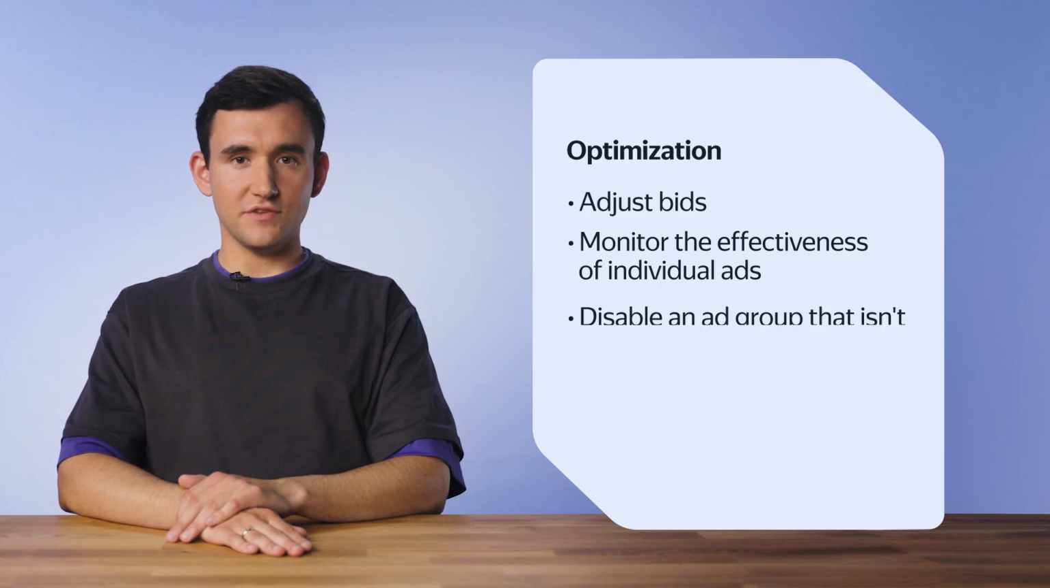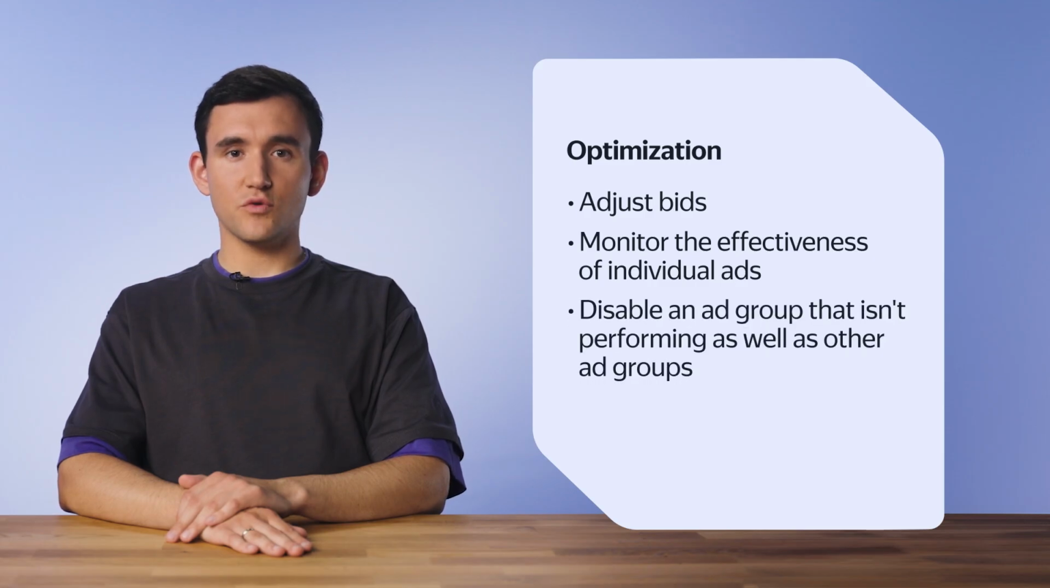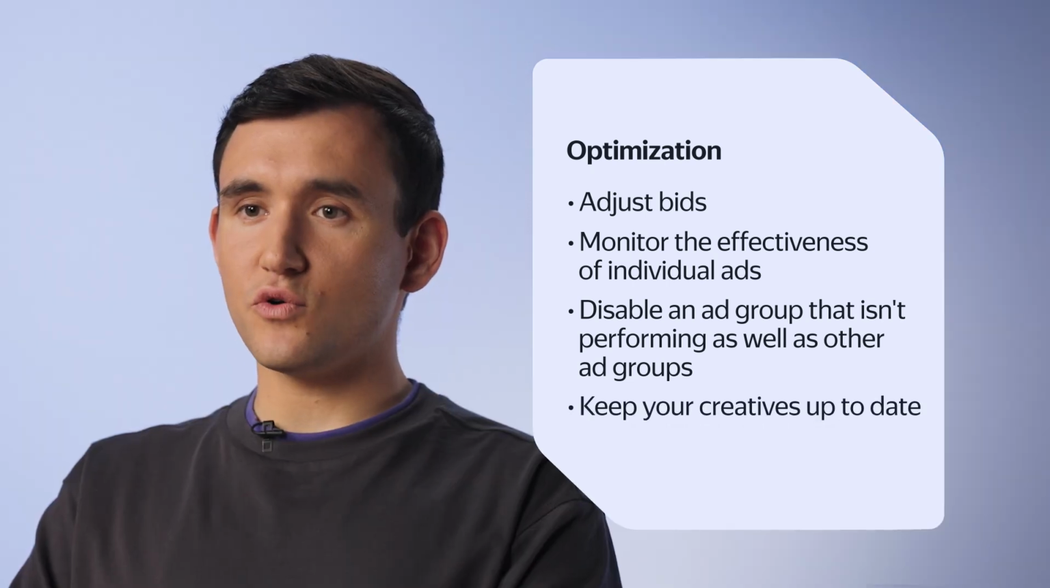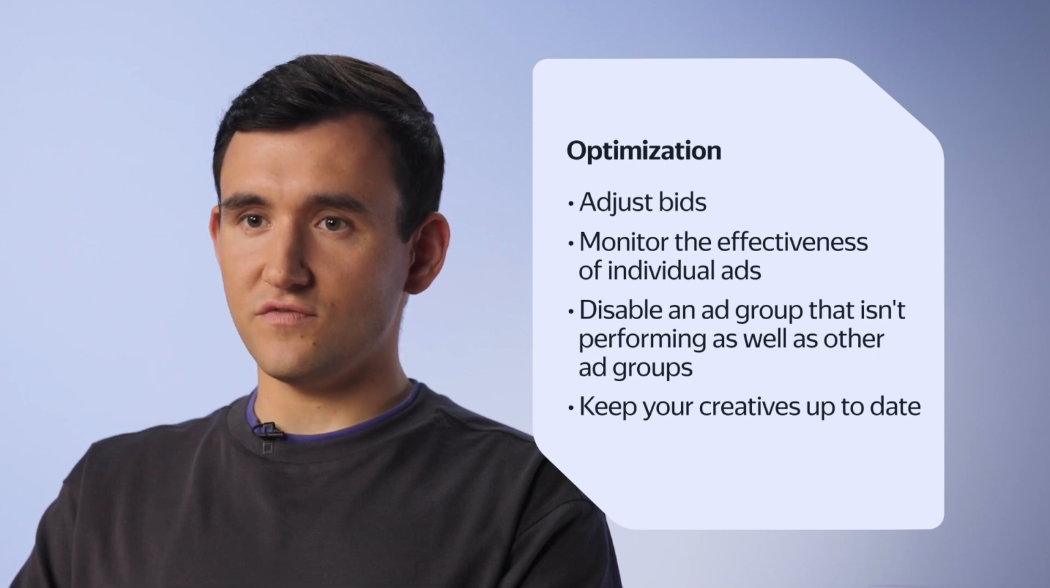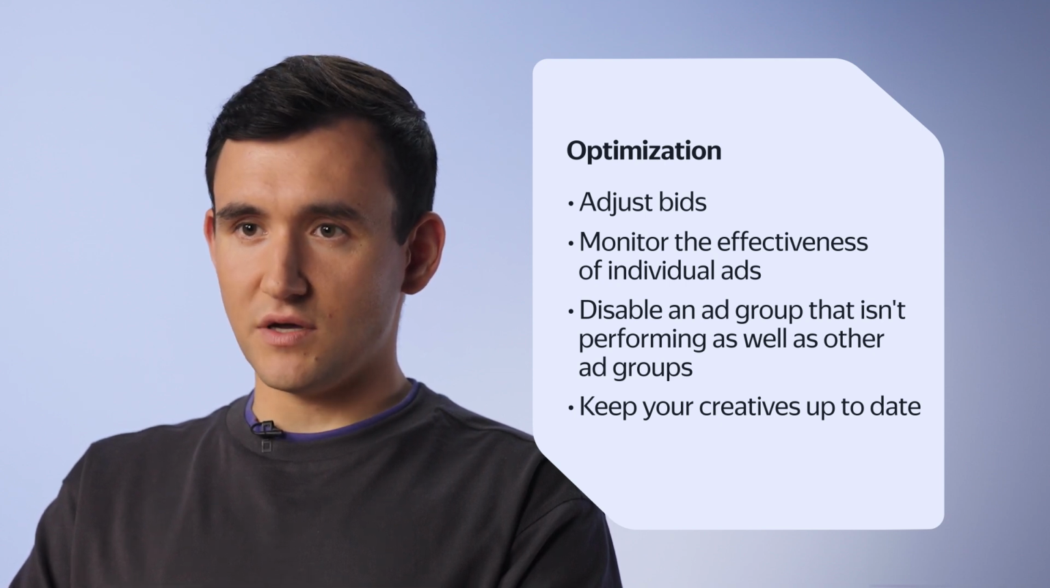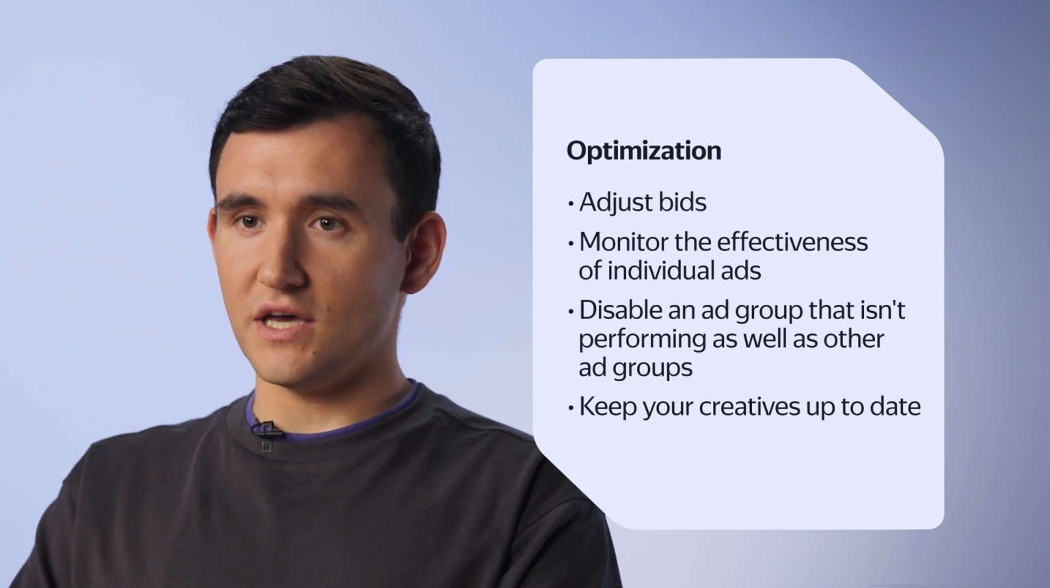Pay attention to how the campaign performs with your selected targeting. Consider expanding the funnel by including audiences with related interests. Alternatively, you might need to disable an ad group that isn't performing as well within the selected targeting as other ad groups. Don't forget to keep your creatives up to date. This includes such information as the dates of your promotions, discount amounts, and other seasonal communications.